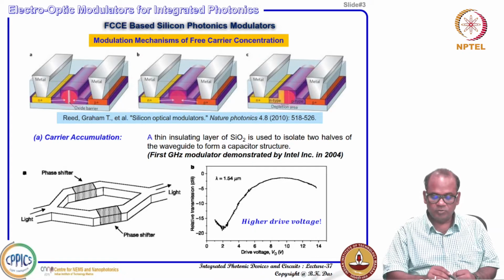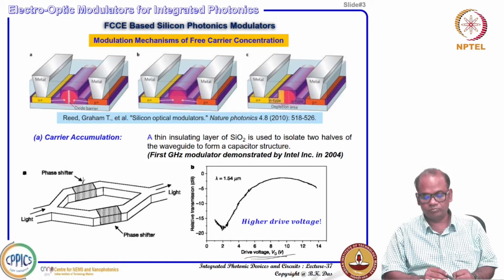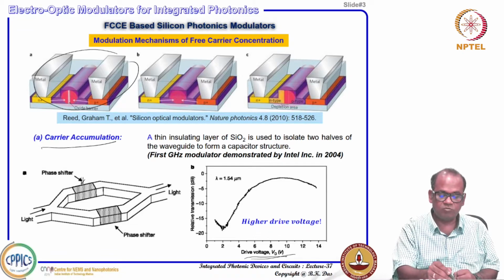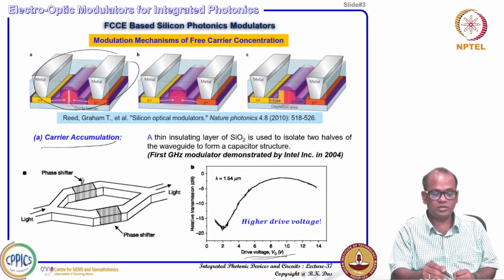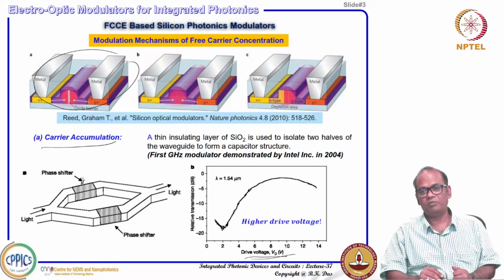So if you see this as a function of drive voltage in one of the arms, I'm just discussing only this part here, carrier accumulation. You can get a carrier accumulation of this type, but the structure I have shown here is actually the first demonstrated silicon photonics modulator using this MOS capacitor type architecture.